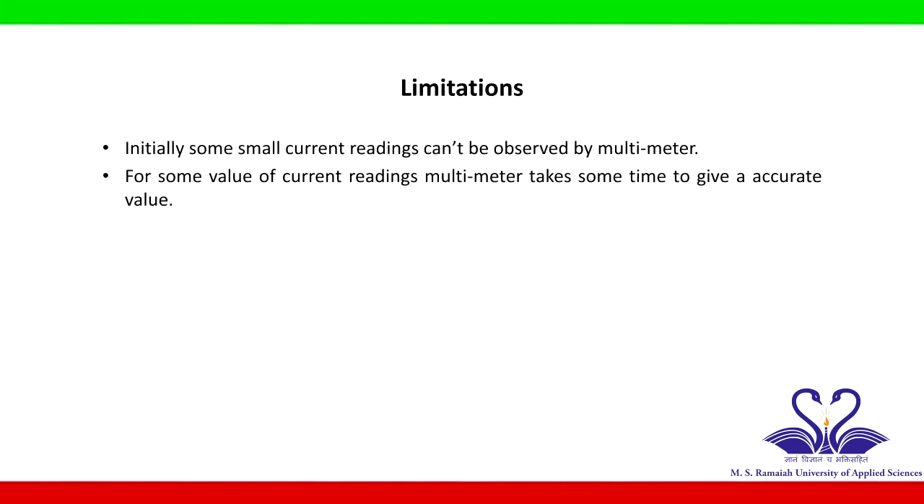Limitations of the experiment. Initially, some small current readings can't be observed by the multimeter. For some values of current, the multimeter takes some time to give an accurate value.